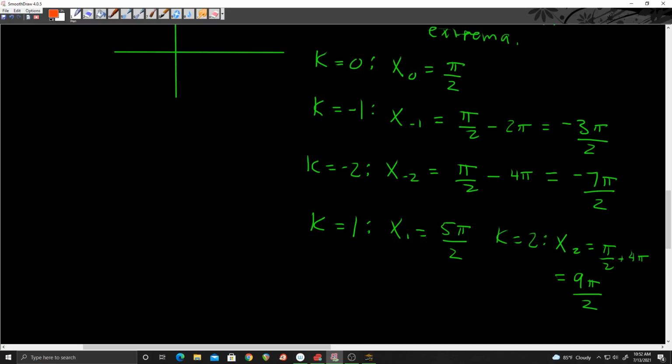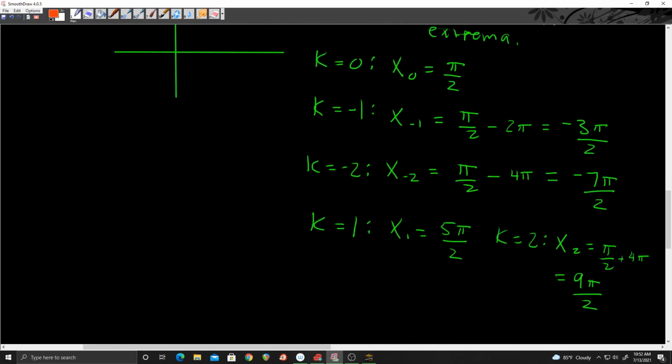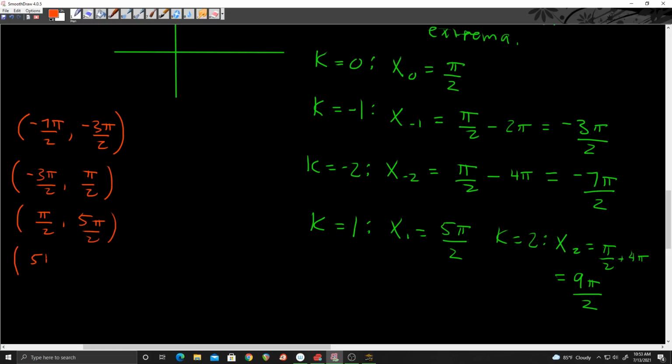So anyway, let's go all the way from the left. We want increasing, decreasing, so all these are going to have parentheses. We're going to do negative 7 pi/2 to negative 3 pi/2. Negative 3 pi/2 to pi/2. Pi/2 to 5 pi/2. And 5 pi/2 to 9 pi/2.